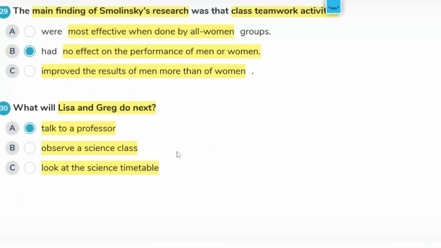We could look at the timetable for the science classes. Or perhaps we should just make an appointment to see one of the science professors.